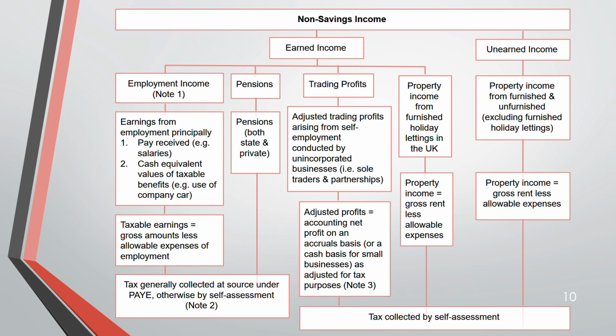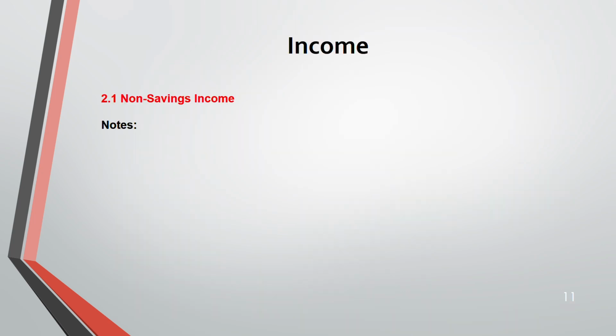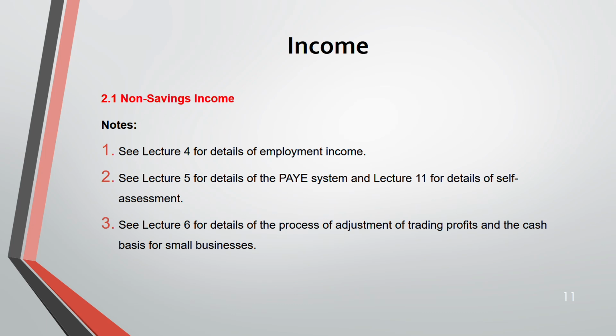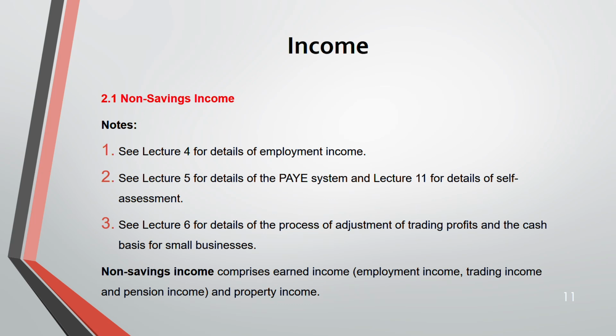under unearned income. Now, non-savings. So there's a note to that. Okay, for employment income, you have to refer lecture 4, PAYE lecture 5, and self-assessment lecture 11. Lecture 6 for adjusting trading profit and cash basis for small business. Then, so non-savings has all the earned income, employment, trading, pension, and property.